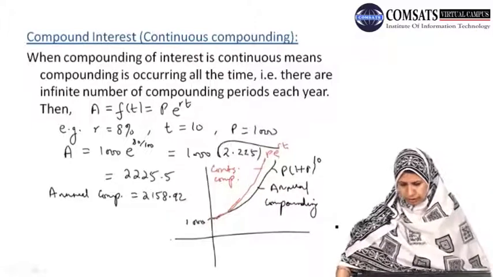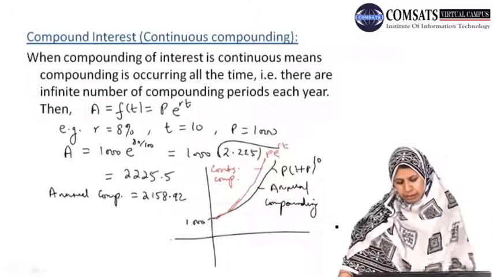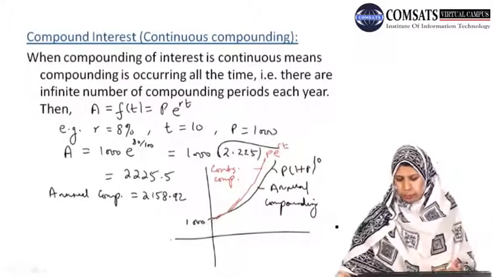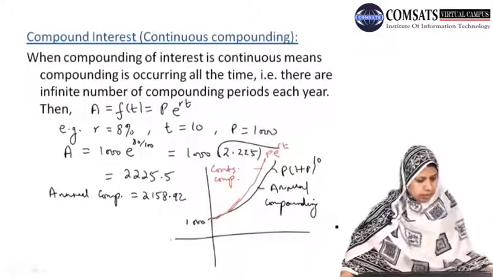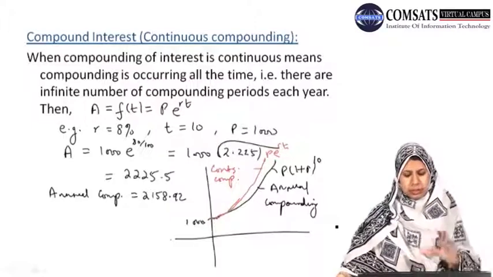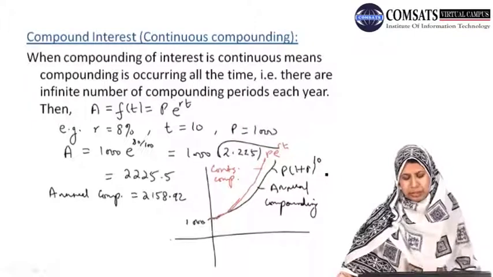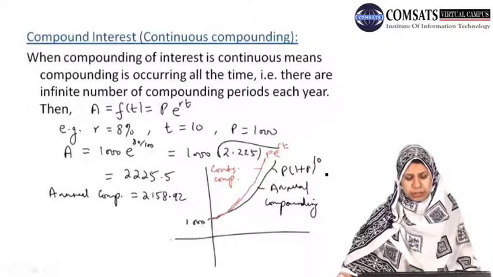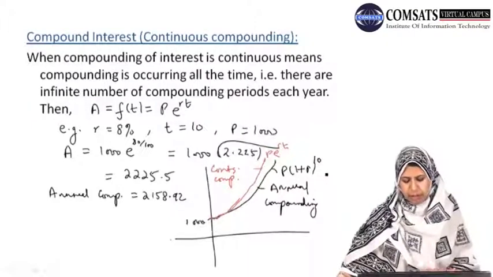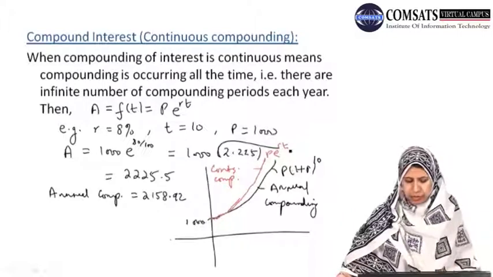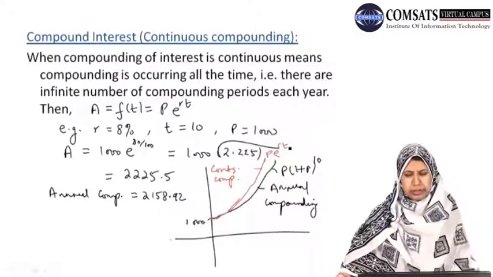N. So now we have seen that there is a slight increase with continuous compounding as compared to annual compounding, and we can reformulate our compound interest in terms of the exponential function, and we can easily find the compounded amount after some particular period of time.